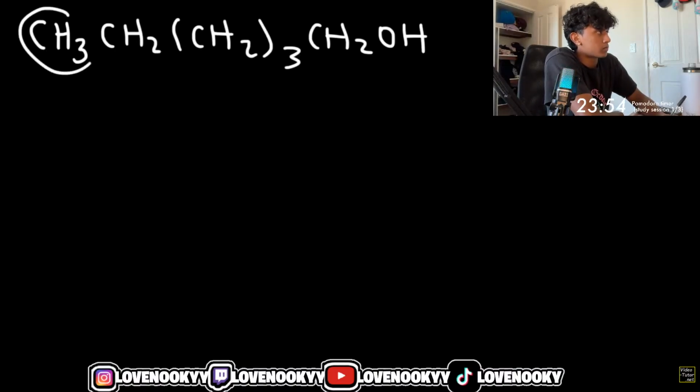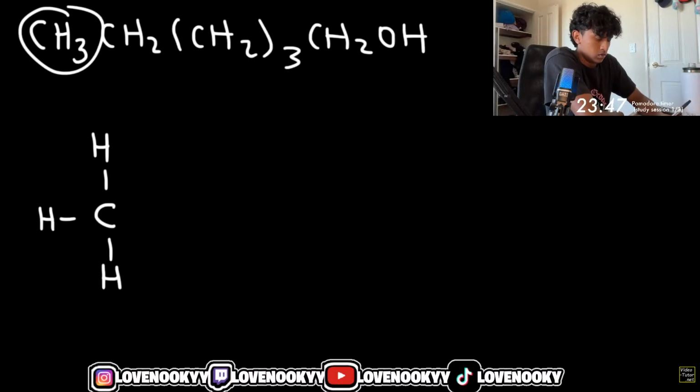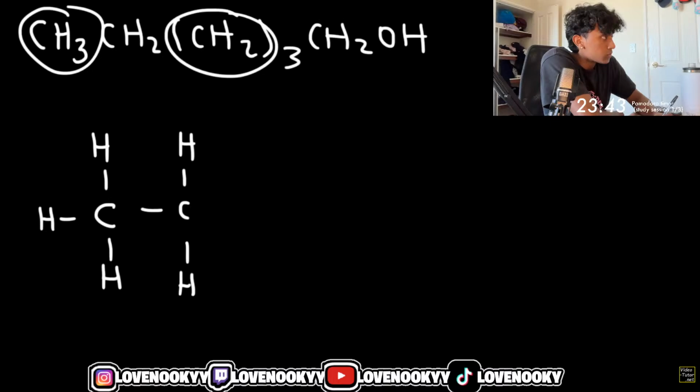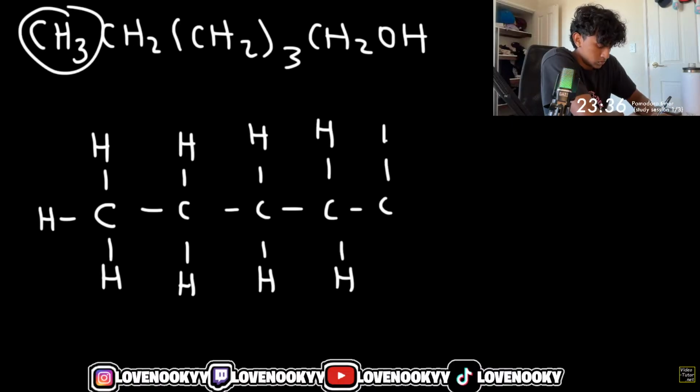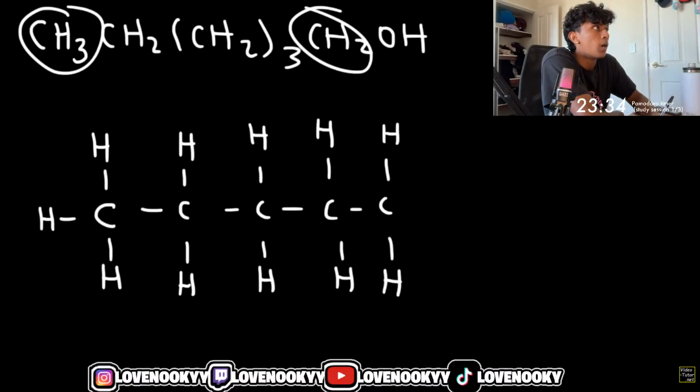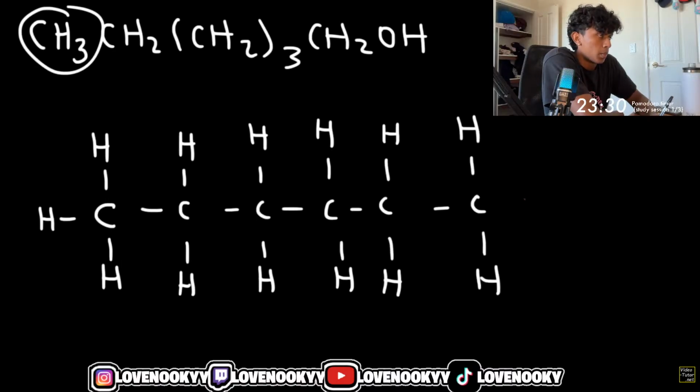So let's start with the carbon on the left. So that carbon has 3 hydrogens attached to it. Next, it's attached to a CH2 group. So we have a carbon with 2 hydrogens, and then we have 3 CH2 groups. So that's going to be 3 carbons, all connected to each other, each with 2 hydrogen atoms. And then we have another CH2 group with an OH at the end. And so this is the Kekulé structure of this particular condensed structure.